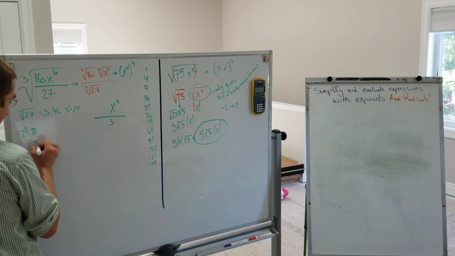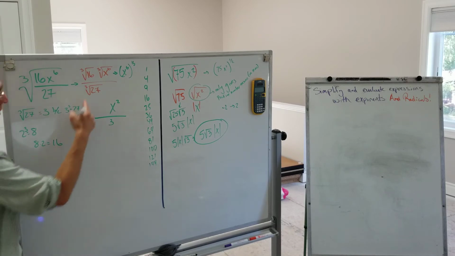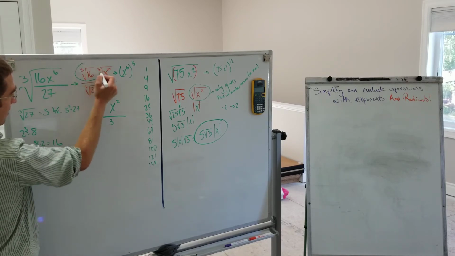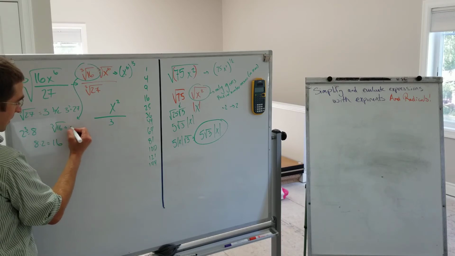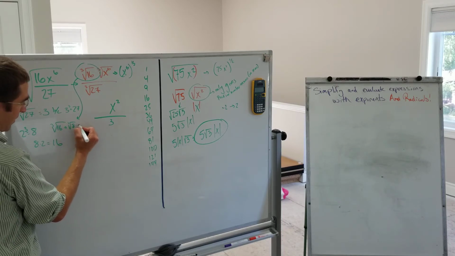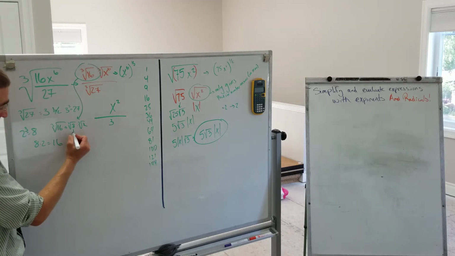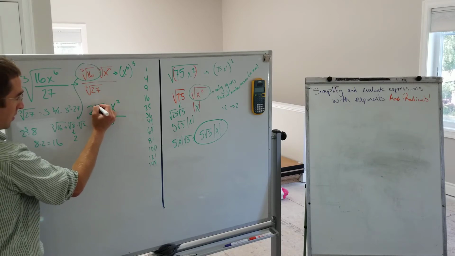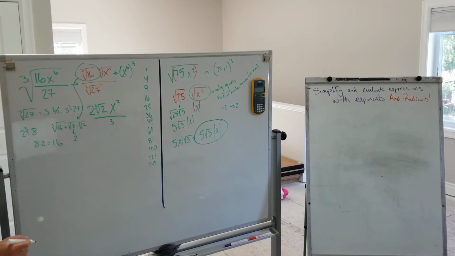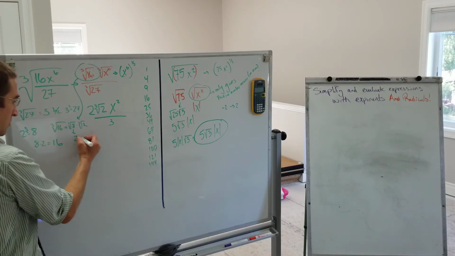And 8 times 2 is 16. So what I can do is rewrite this, rethink this cube root of 16 as the cube root of 8 times the cube root of 2. And the cube root of 8 is just 2. So it's 2 cube roots of 2 times x squared over 3.